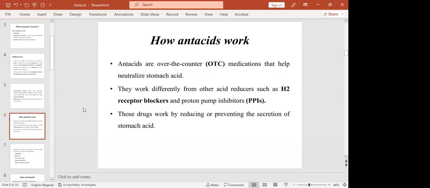So as we said earlier, they're over-the-counter medications that will help to neutralize stomach acid. They work differently from other acid reducers. There are 2 other acid reducers that we'll discuss. H2 receptor blockers, example is cimetidine, everybody knows cimetidine. And proton pump inhibitors, example is omeprazole, everybody knows that. That is another presentation when we discuss medications for ulcer. Those drugs work by reducing or preventing the secretion of stomach acid. That is how those 2 classes work.